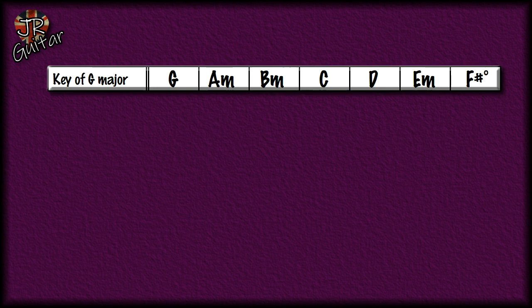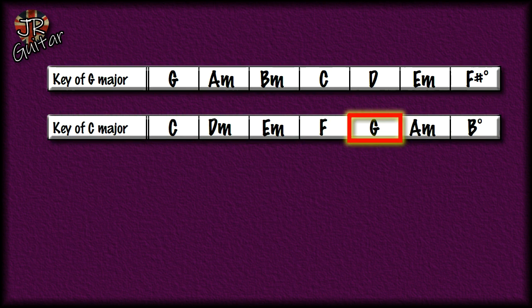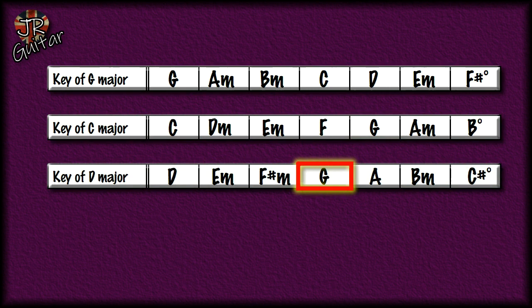Well, if we look at the keys of G, C, and D, we've already got the key of G. So let's have a look at the key of C. You can see that there is a G major chord in the key of C. And the key of D, well, there's a G major chord in that key as well.